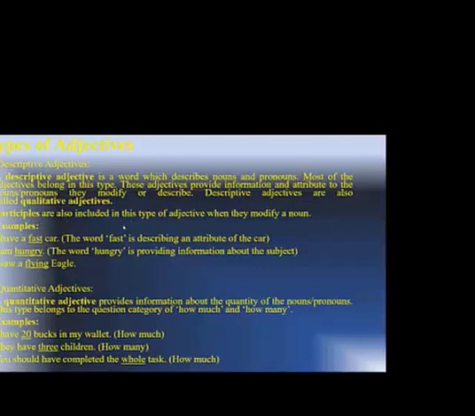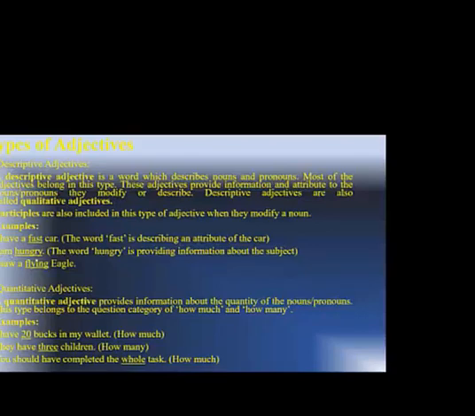Participles are also included in this type of adjectives when they modify a noun. Participles means the third form of the verb. So, I have a fast car. I have a car, but it is fast. So the word fast is describing my car. It's fast. It's not slow. The word fast is describing and attributing to the car.